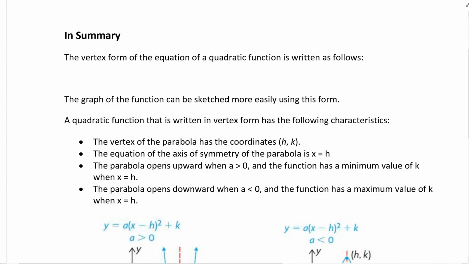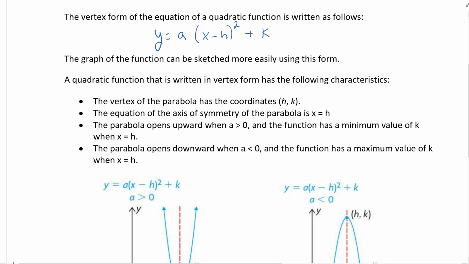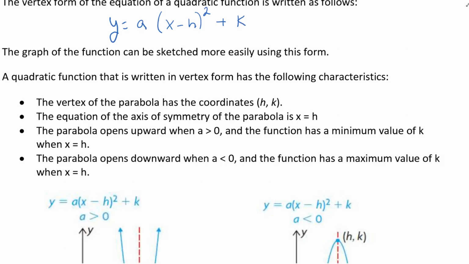So the vertex form of the equation of a quadratic function is written as follows. We have y, which now you know is interchangeable with f of x, is equal to a, that's still the same a value that affects our graphs, times (x minus h) squared plus k. Now it says here the graph of the function can be sketched more easily using this form. Let's have a look at what they mean.